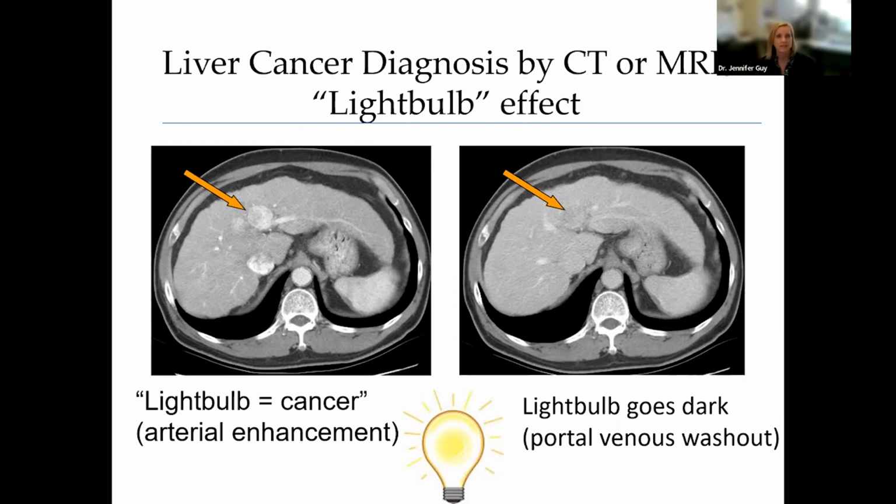And so if we see this in the right context of someone with hepatitis B or someone with cirrhosis, this is what Dr. Tidy was talking about, where we don't always need a liver biopsy because this is very, very suggestive of a liver cancer. Sometimes people have spots and they don't follow these rules of the light bulb effect, and then we have to talk about, should we biopsy?